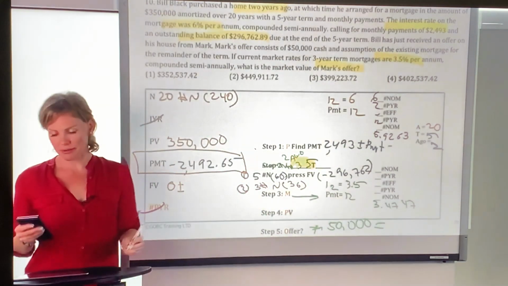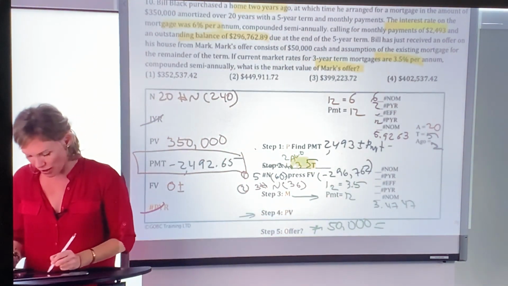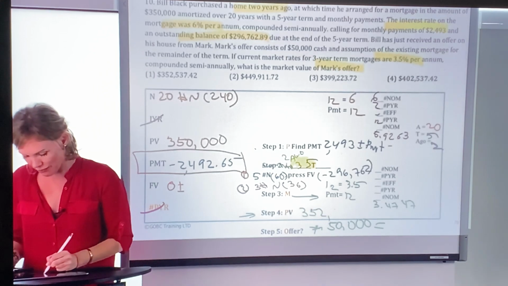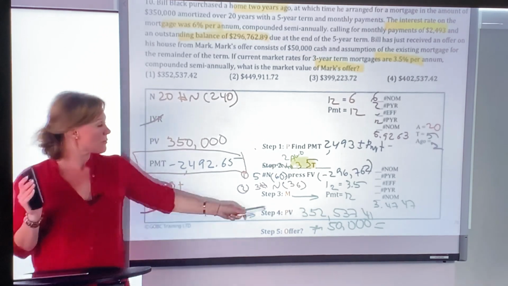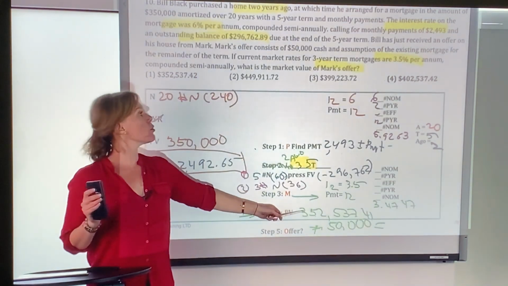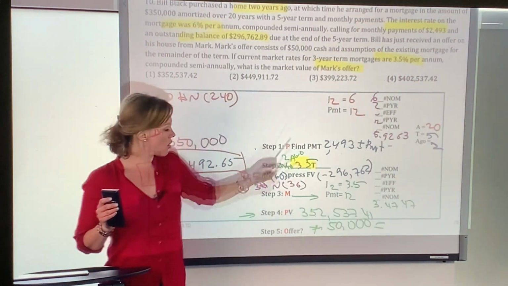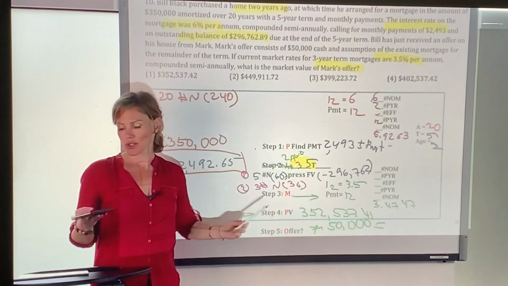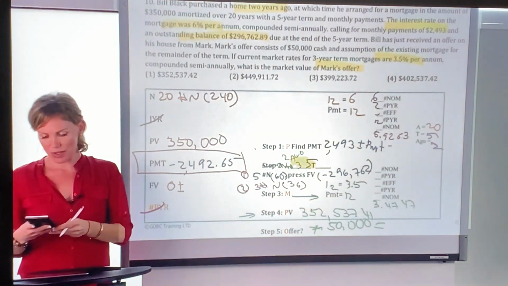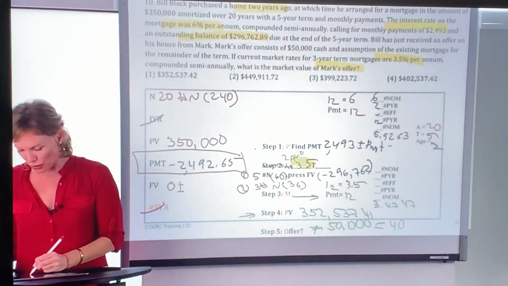Step number 4, you press PV. And when you press PV, it should show you your mortgage: 352,537.41. Is that the answer? Because that is a mortgage and they're looking for the offer. He wants to offer you 50,000 cash on top of it. So just add 50,000 cash, and it should come up to 402,537.41. Okay, so that's what I got.